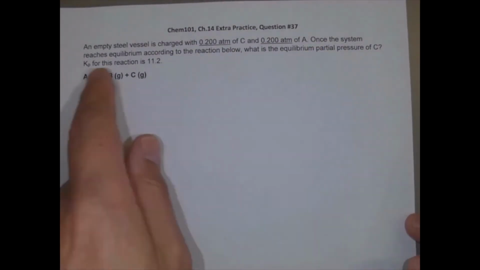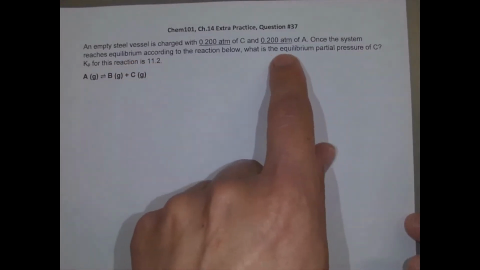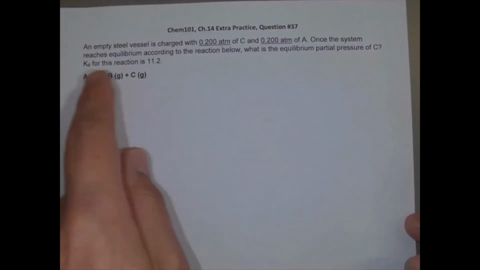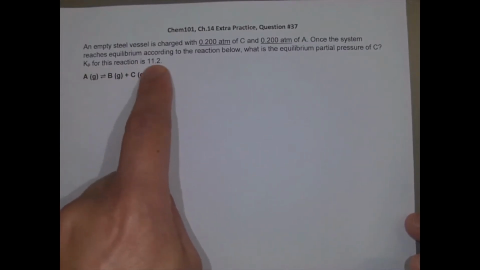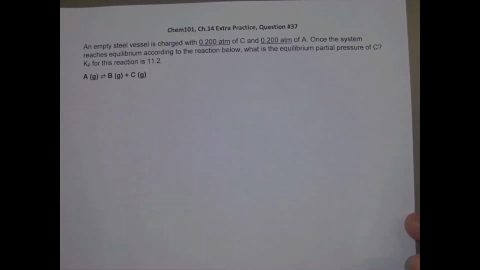And it says, once the system reaches equilibrium, according to the reaction below, what is the equilibrium partial pressure of C? And we're given the equilibrium constant, in terms of P, it is 11.2. And here is the reaction that occurs.